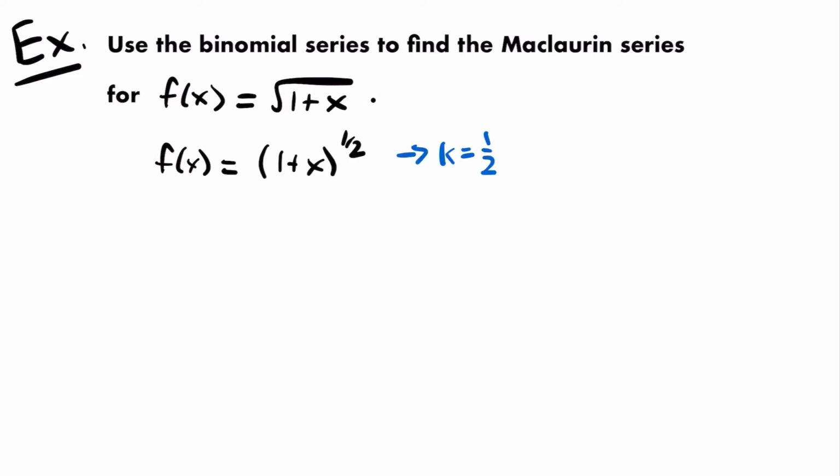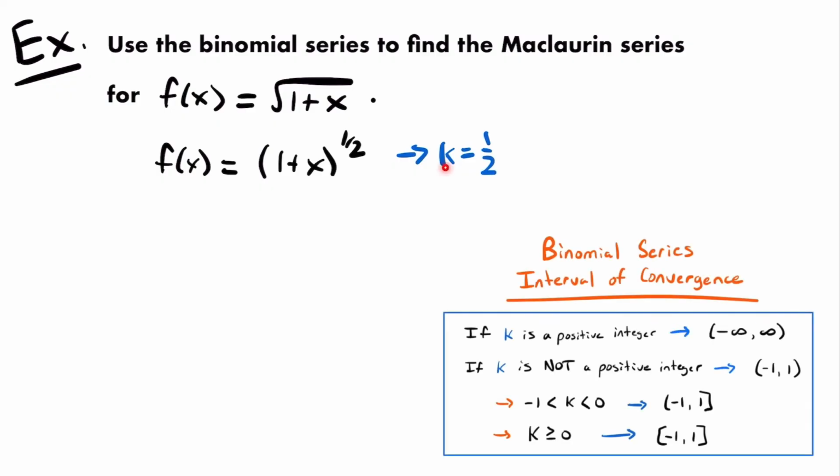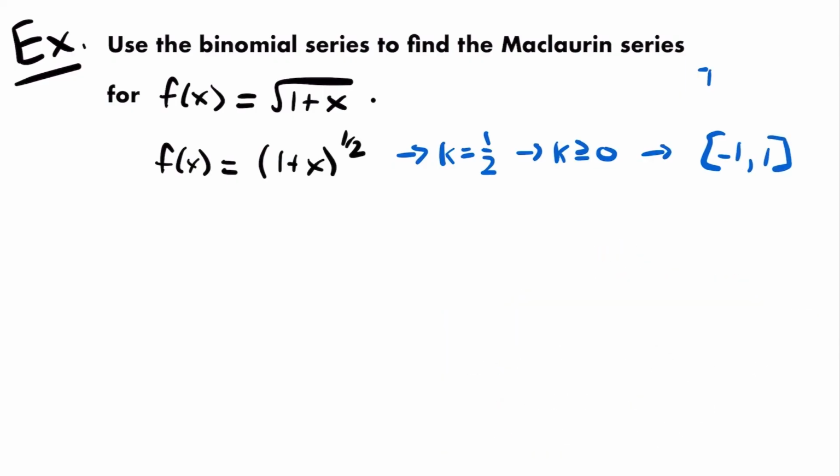Now from our list of rules from earlier, dealing with the intervals of convergence, when k is not a positive integer, and it's not in this case, k is equal to 1/2, that is not an integer, but it is greater than or equal to 0, right? Since k is greater than or equal to 0, and it's not a positive integer, that means that our series will converge on the interval from -1 to 1, including both of those endpoints. Okay, so this will be the interval of convergence.